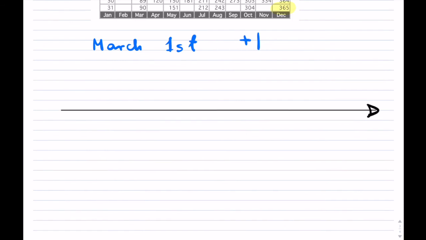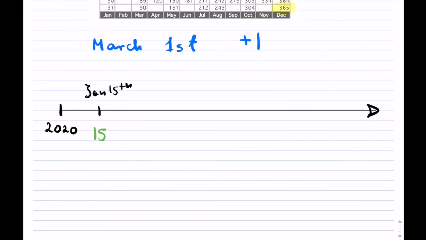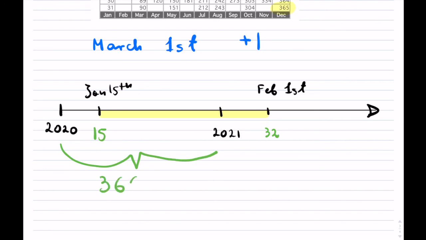So you're starting in 2020. This is January the 15th, and you know that January 15th was the 15th day. Next, here starts 2021, and you're supposed to go to February 1st in 2021. That was the 32nd day. In order to count how many days there are in between, we have to do the following. In 2020, you have 366 days, but you started on the 15th day, so these days do not count.